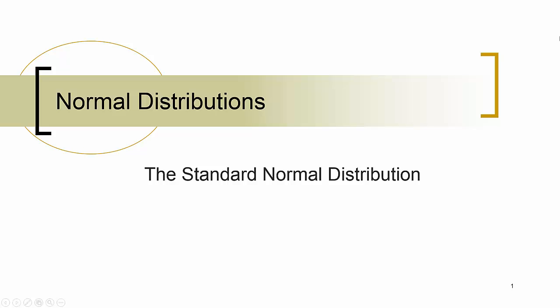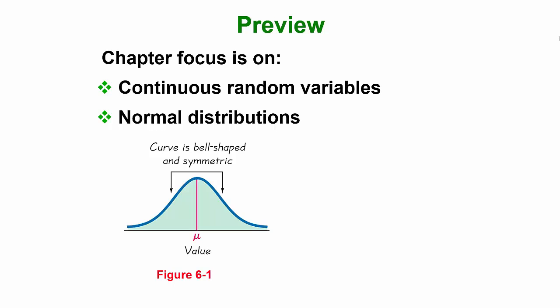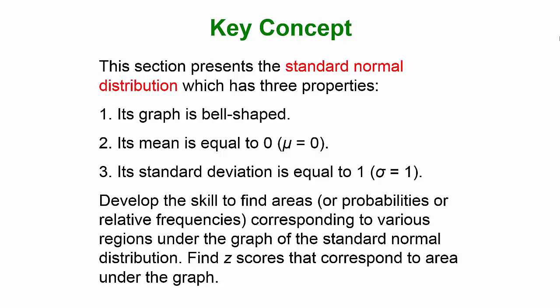This lesson focuses on the standard normal distribution. In this chapter, we will focus on the continuous random variables and normal distributions. A normal distribution is where the curve is bell-shaped and symmetric. This section presents the standard normal distribution.